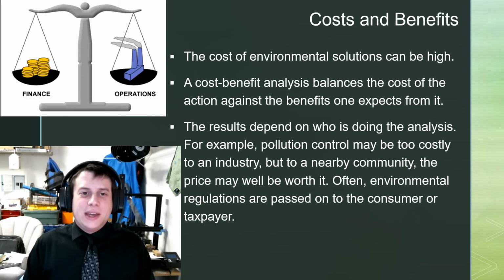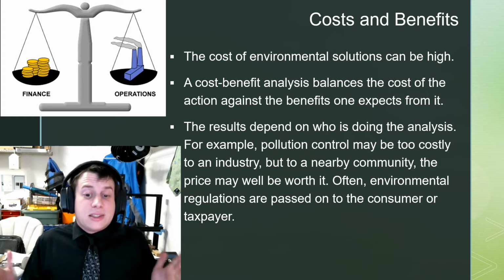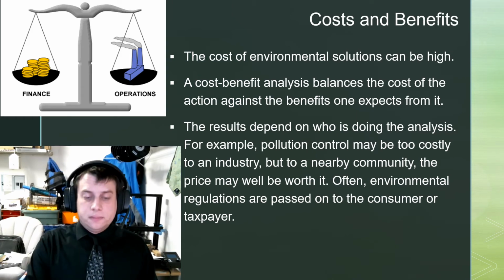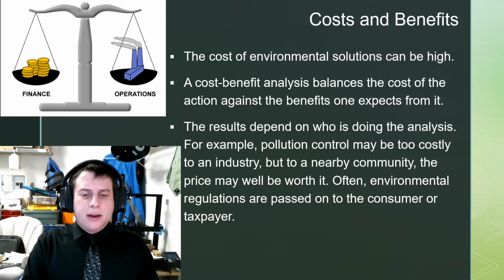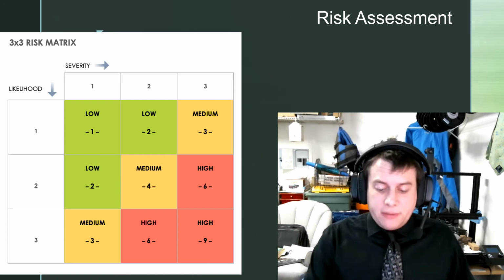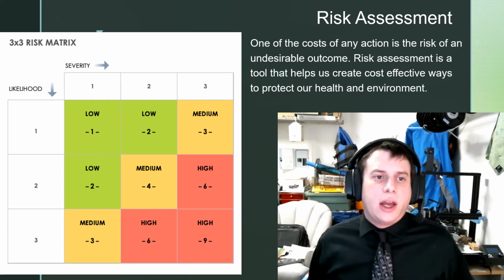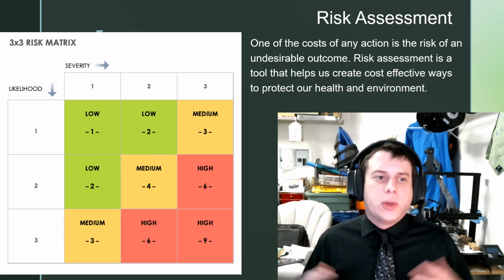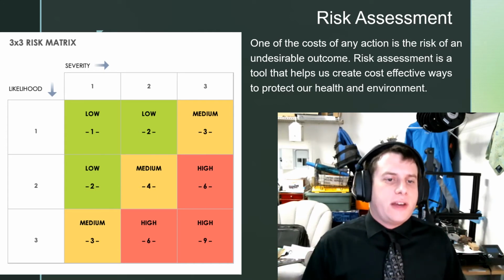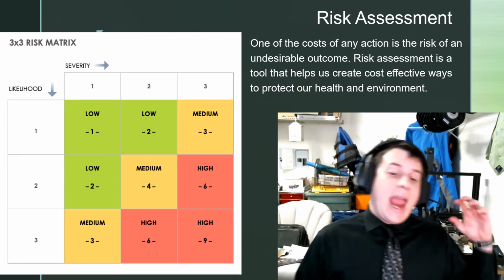And now they're exploring the idea of building a large solar and wind farm facility in that same area. So that's a cost benefit analysis, and interestingly enough, in this case, it swung towards the more sustainable solution being the better benefit. All right, so let's take a look at one or two more things for this. What we have to look at when we're talking about a cost-benefit analysis is something called a risk assessment. And a cost of any action is the risk of an undesirable outcome. Risk assessment is a tool that helps us create cost-effective ways to protect both our health and the environment.